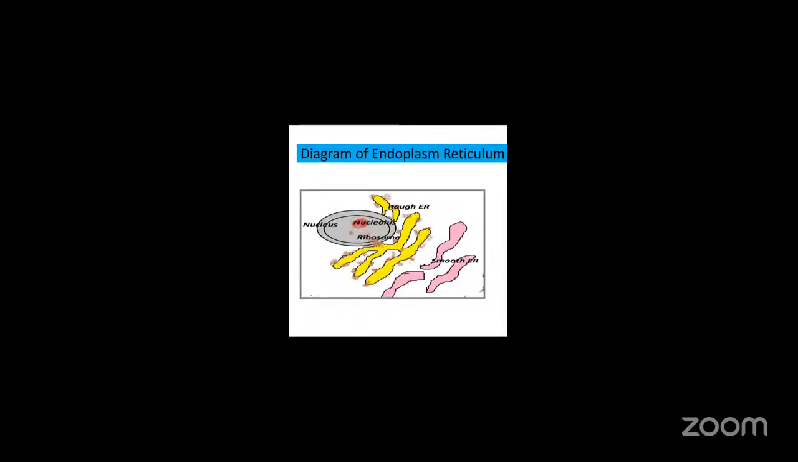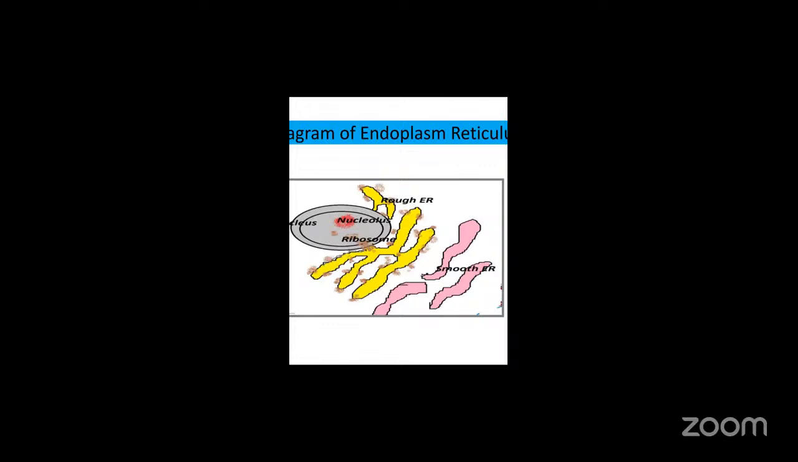Then this is a diagram of the endoplasmic reticulum. Already we have seen, this yellow and pink part is an endoplasmic reticulum. So the extension of that nuclear membrane is nothing but what forms the endoplasmic reticulum. We have two types, one is rough and the other smooth. Rough has ribosomes, and smooth does not contain any ribosomes. The next we have talked about is ribosomes.